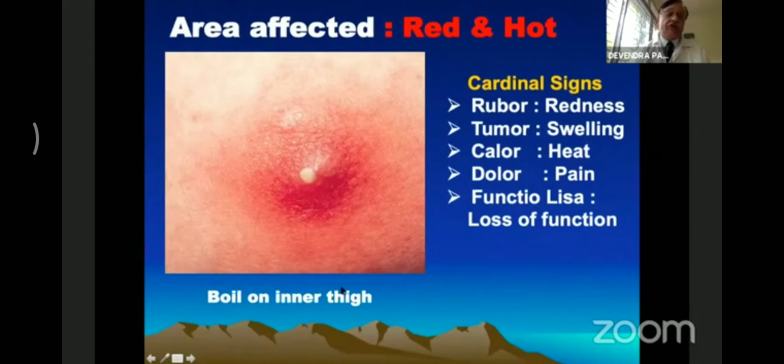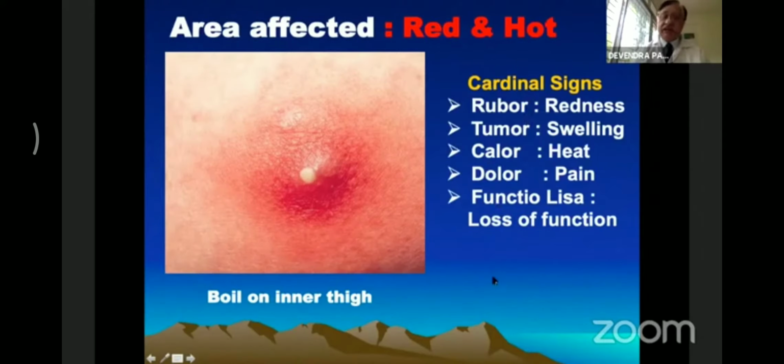This is a boil on the inner surface of the thigh. What we see first is rubor, the redness. Second is what? Tumor, or the swelling. This area is swollen. Calor means heat. Calor is derived from, what is the unit of heat? Calorie. That is where the word calor is derived. If you really measure the temperature, it is going to be hot. Dolor is pain. Functio laesa is the loss of function of that particular place.